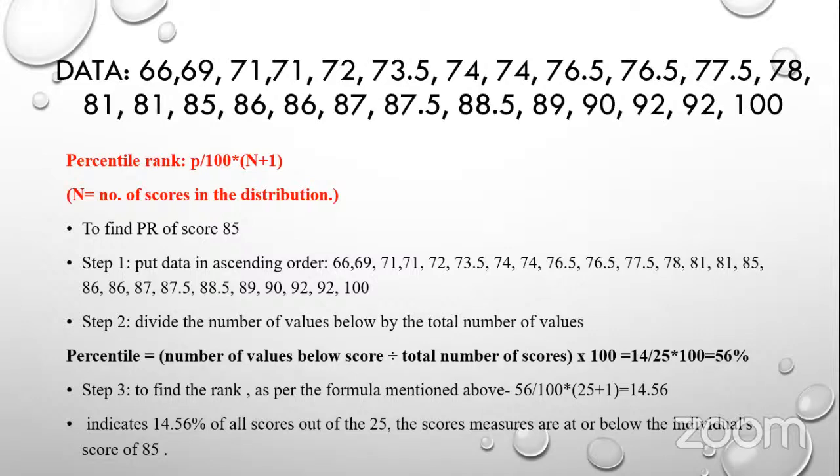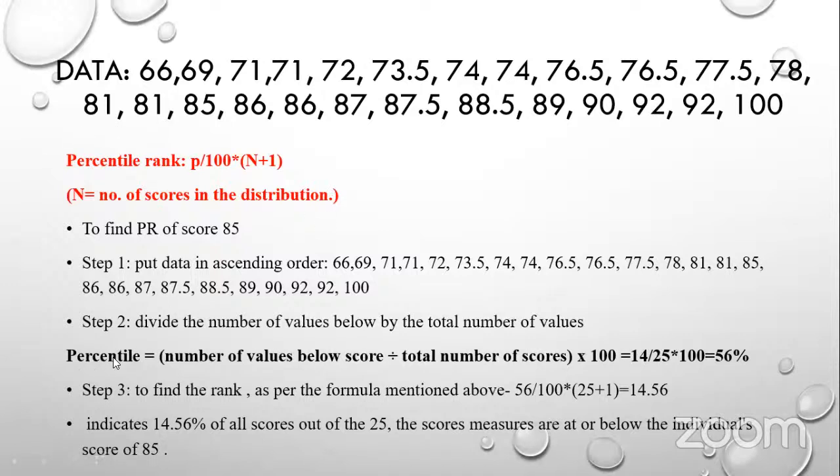This is your data. Here we have this equation to find percentile rank, that is P divided by 100 into n plus 1. P is the percentage, and n is the number of scores in the distribution. In order to find the percentile rank of score 85, the first step is to put the data in ascending order. Then we will divide the number of values below by the total number of values. The total number of values here will be 25. There will be a total of 25 here.